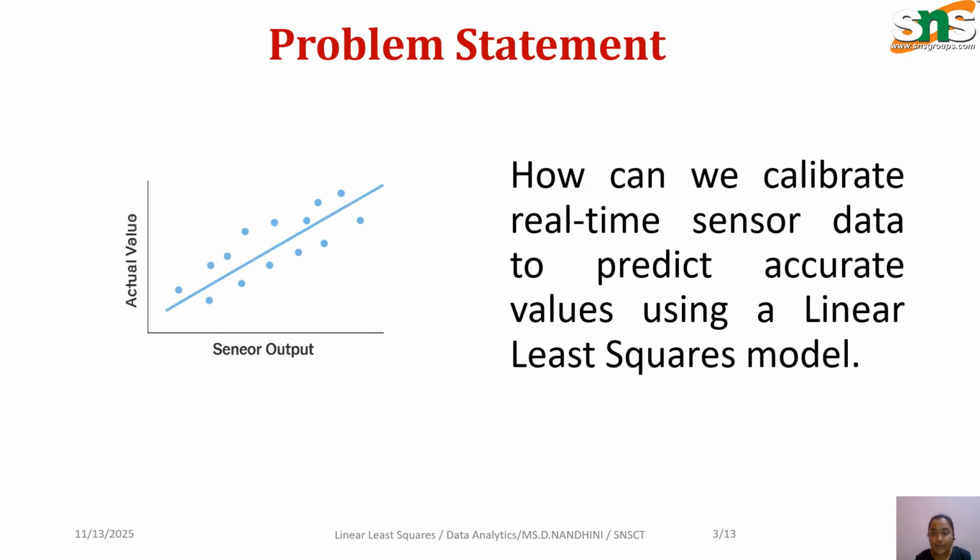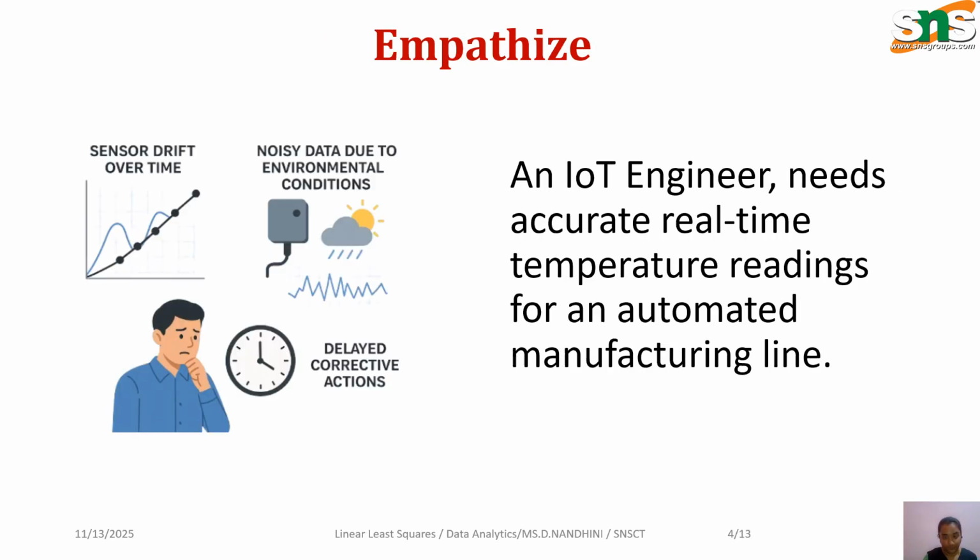So first one is the problem statement. In this problem statement, an actual value and a sensor output have been defined here with the straight line with different plotted points. So how can we calibrate this real-time sensor data, how are we predicting it, how have these values been accurately found, and how does it fit to the linear least square model.